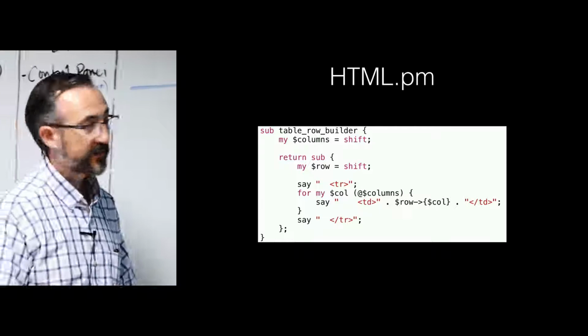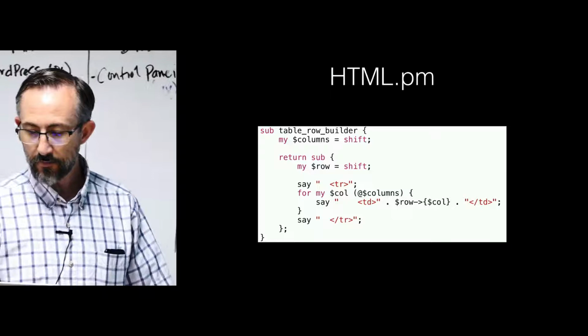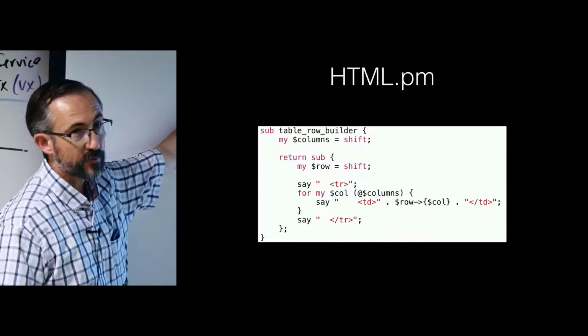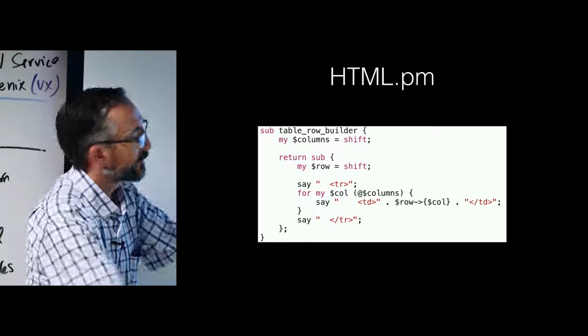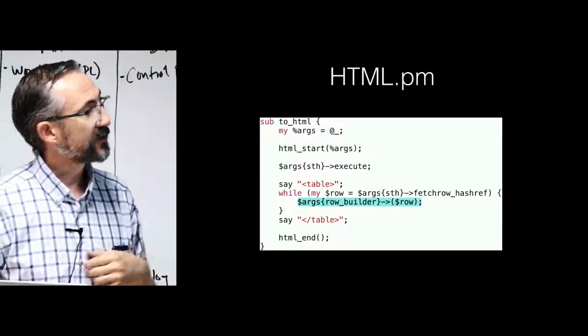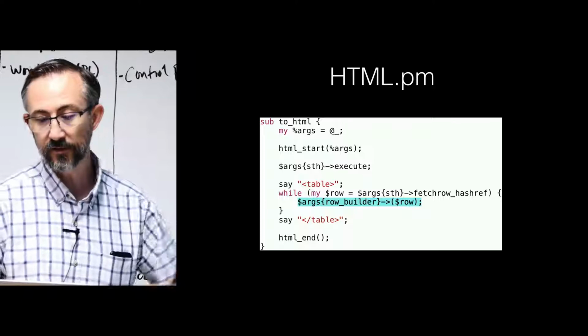So our function will accept an array reference of column names here, columns, and then return a subroutine that will accept the row. This is basically copy and pasted from our application, except with the columns being dynamically provided at the time that the row builder is generated. So this, again, is a closure. This function closes over the columns variable and keeps it alive as long as that function exists. And it only prints one row at a time, and then it returns. So we don't have to make any changes to our 2HTML method at all. We still get to call the row builder. But now our application gets small again.